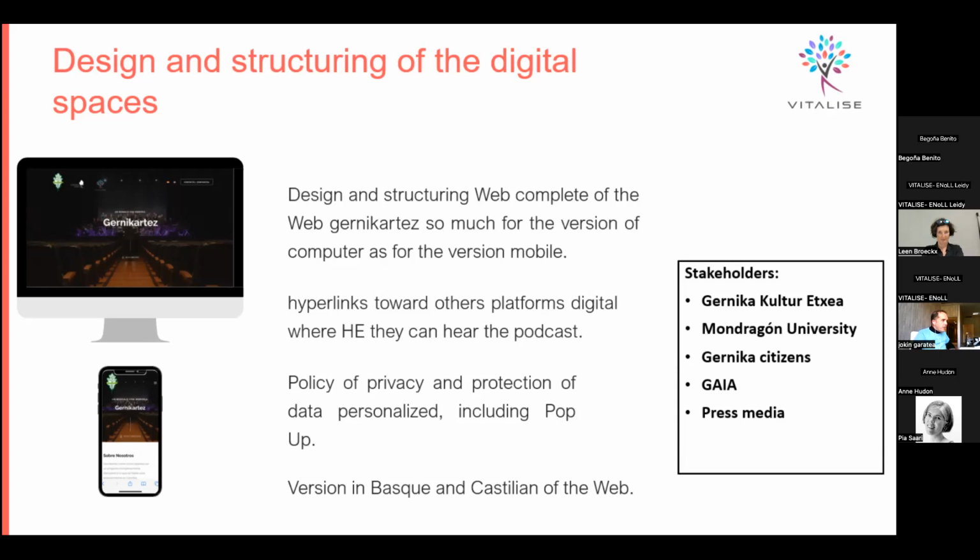So we need, first of all, to design digital spaces. You will see also why some companies are participating. We need to structure a web. We need to have a version for mobile too. We need to develop hyperlinks. We need to analyze the data because we were working with some critical data related to stress with elder people.